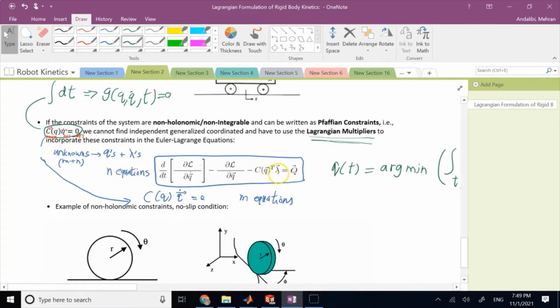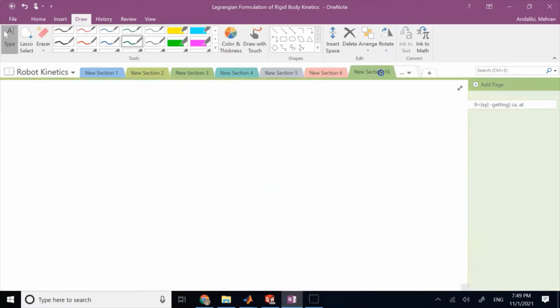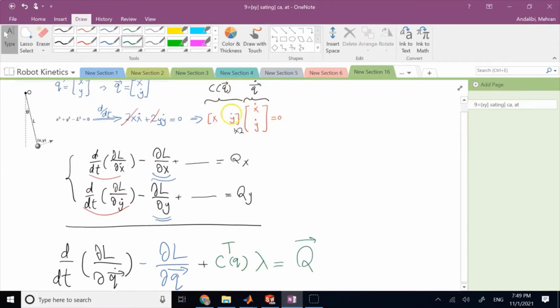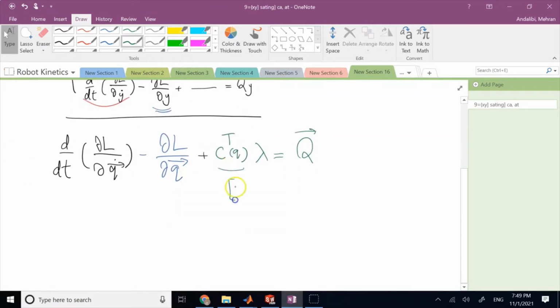Now, how many lambdas do you have here? As many as the number of constraints. You only have one constraint, so you only have one lambda. So this is just going to be C transpose of q times one single lambda, because you only have one constraint. And what is C transpose? C transpose is the transpose of this x y, right? So this guy here is going to be x and y, 2 by 1, multiplied by lambda.